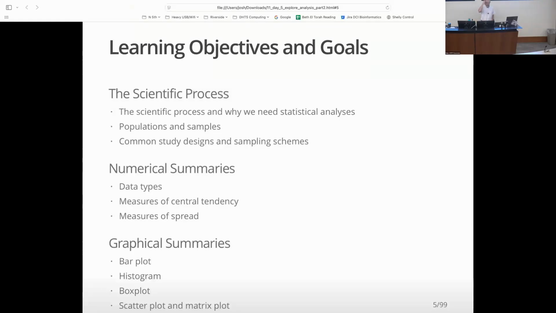So here are the learning objectives and goals. We're going to talk very generally, sort of philosophy of science, about the scientific process. We're going to talk about different statistical approaches to summarizing data, and we'll talk some about why we need statistics, things like that. So we'll talk about numerical summaries and then graphical summaries of data.